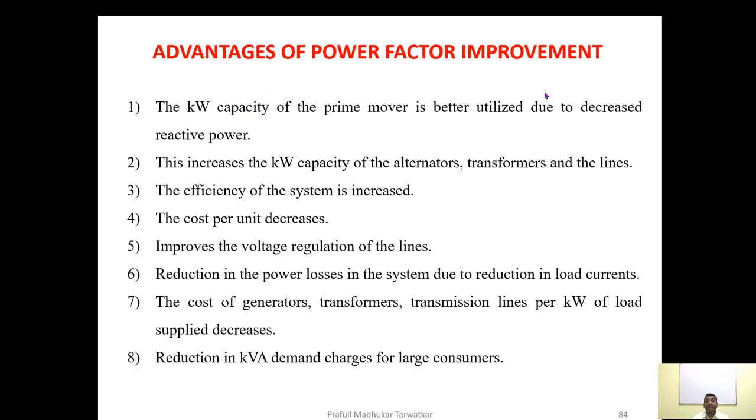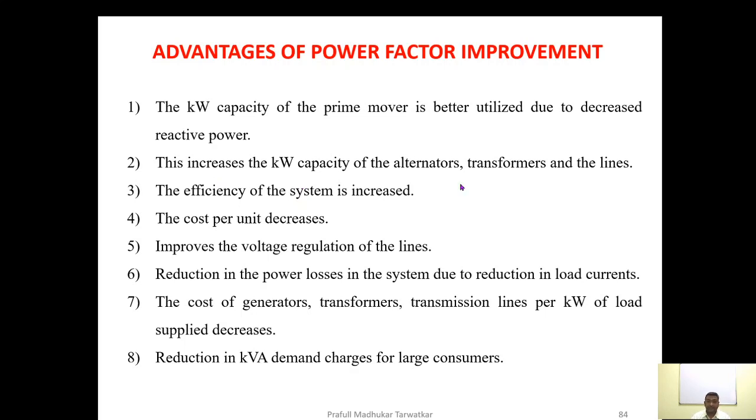Now what are the advantages of having an improved or good power factor? We have seen the drawbacks also. Now what will happen if we improve the power factor? What are those advantages? Let us discuss. The kW capacity of the prime mover is better utilized due to decreased reactive power. Now if the power factor is improved, the load current is less. Load current is less, that means the amount of power delivered by the system will be less. So the prime mover has to supply less energy to cope with the situation.